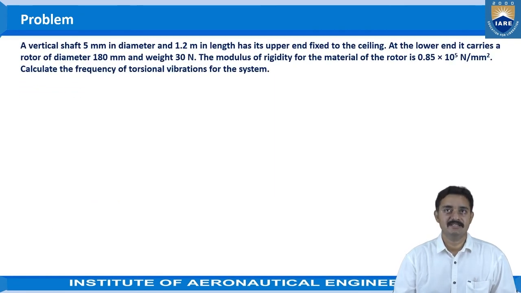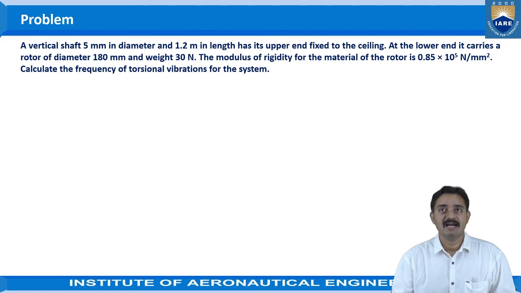Now let us go for the next problem. A vertical shaft 5 mm in diameter and 1.2 meter in length has its upper end fixed to the ceiling. At the lower end, it carries a rotor of diameter 180 millimeters and weight 30 newtons. The modulus of rigidity for the material of the rotor is 0.85 into 10 power 5 Newton per millimeter square. Calculate the frequency of torsional vibrations for the system.